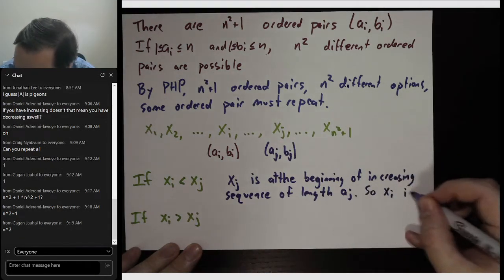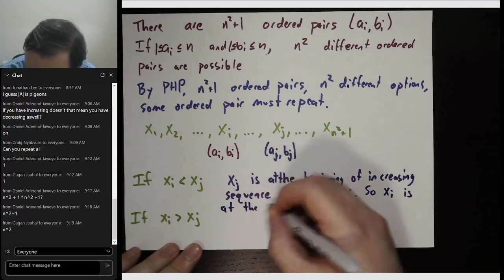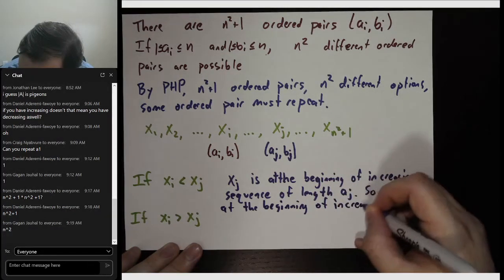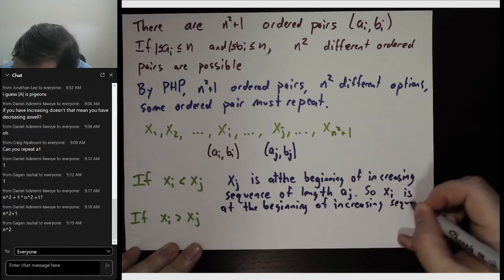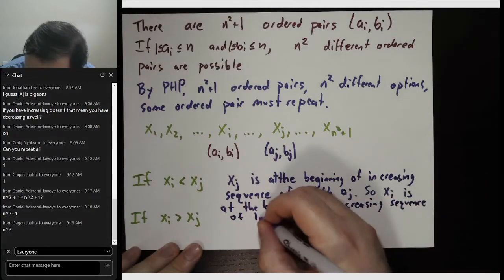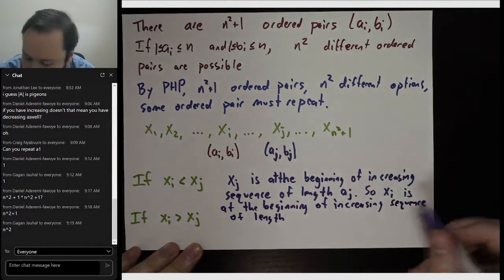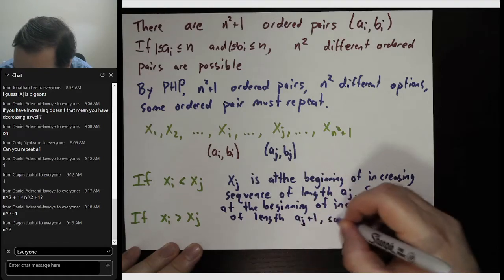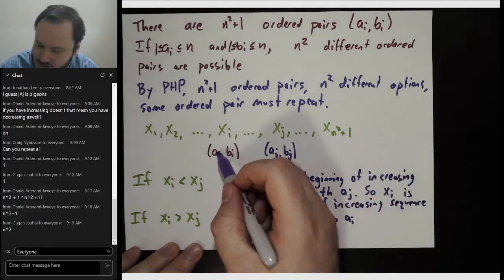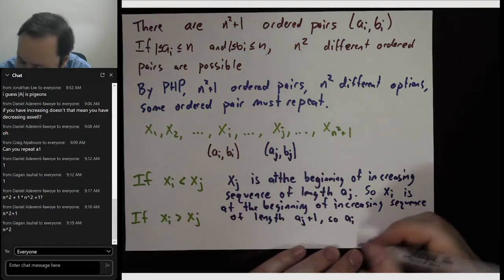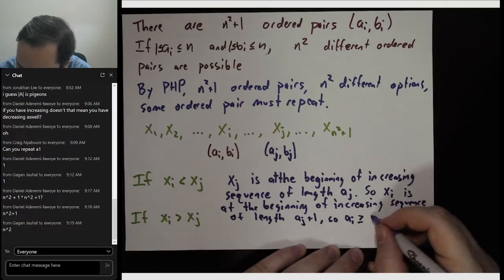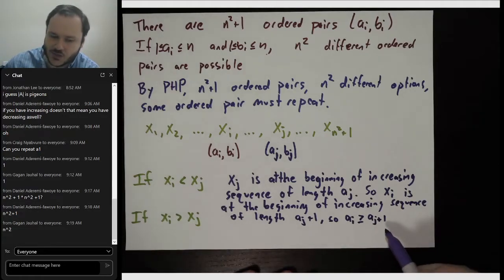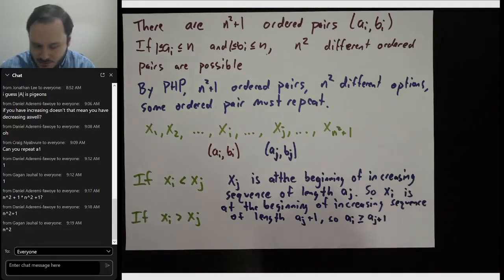So x sub i is at the beginning of an increasing sequence of length a sub j plus 1. So a sub i, the longest sequence starting at x sub i that's all increasing, has to be greater than or equal to a sub j plus 1. But they're supposed to be equal. A sub i is supposed to be equal to a sub j. So this is bad. That can't happen.